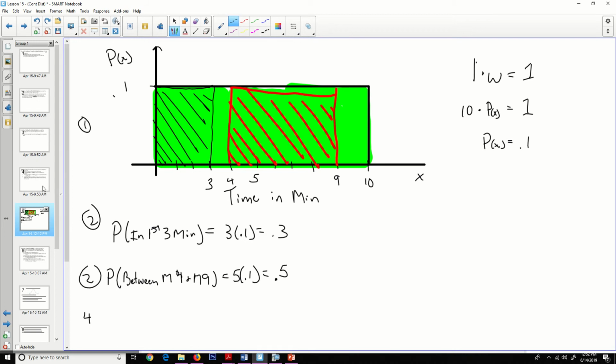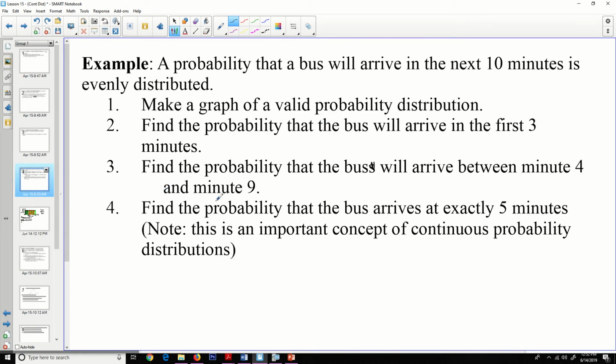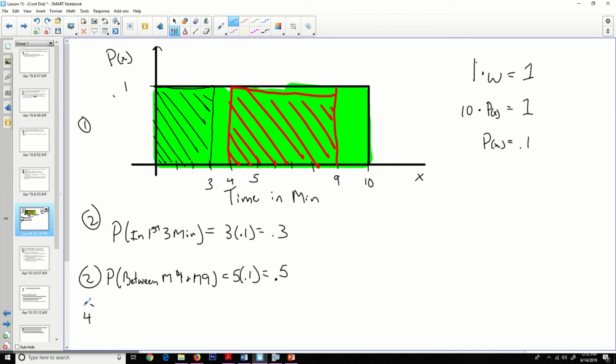Finally, number 4 says, find the probability that the bus arrives at exactly 5 minutes. Note, this is an important concept of continuous probability distributions. It's kind of like a trick question. So, the probability of exactly 5 minutes.